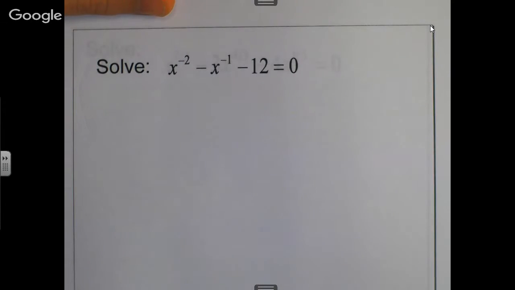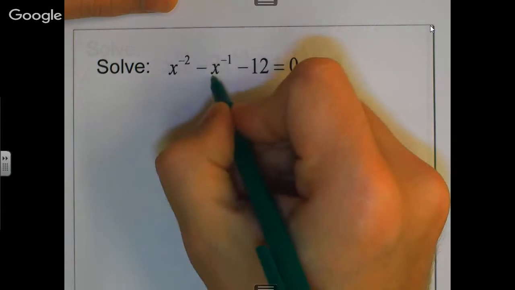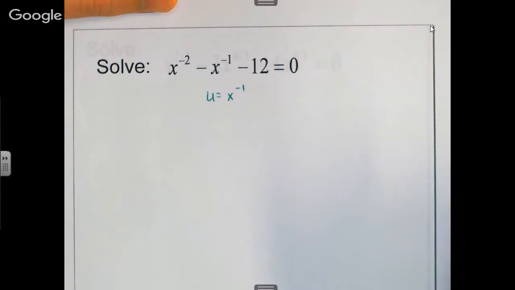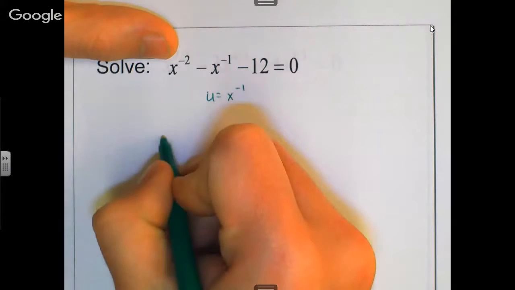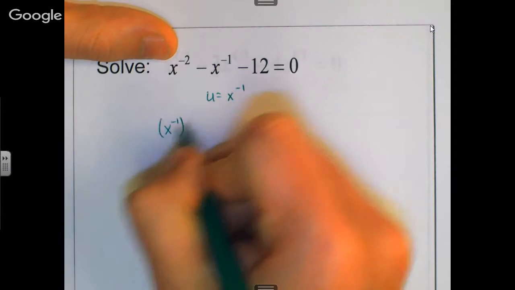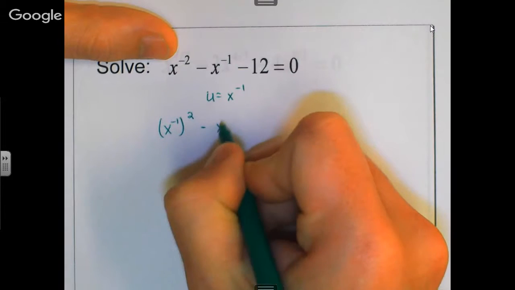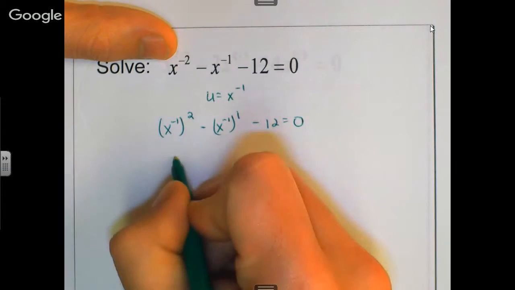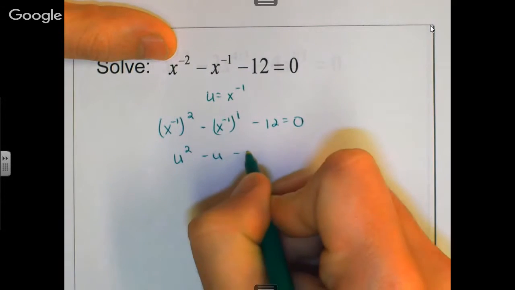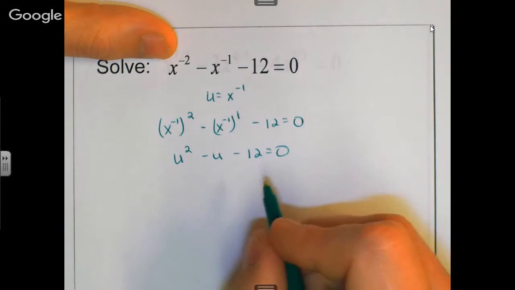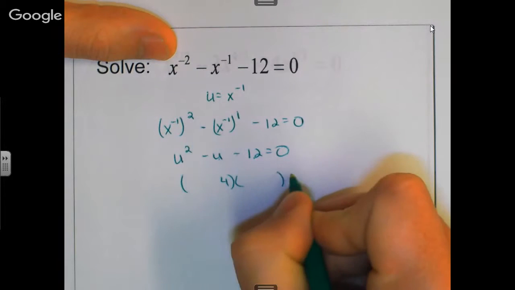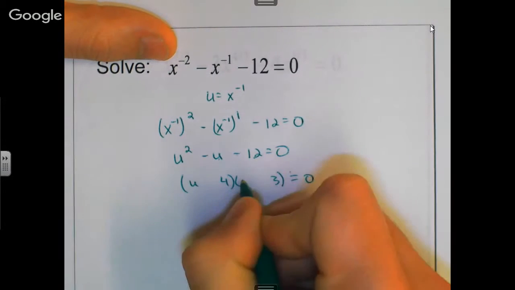This one looks a little funny. It looks close to being a quadratic. So we will let u be this term right here. So u equals x to the minus 1. So this becomes x to the minus 1 squared minus x to the minus 1 to the first minus 12 equals 0. We'll just put a u in there. So u squared minus u minus 12 equals 0. And factor it. Factors of 12 that subtract to 1, that's 4 and 3.